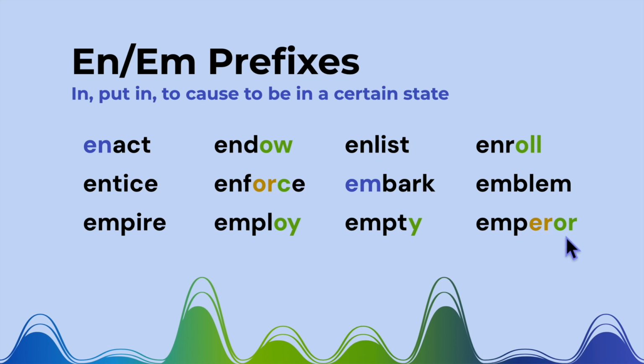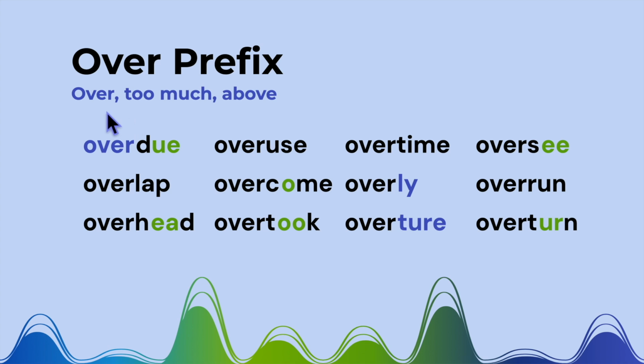Notice that both of these syllables sound like er, because OR at the end of a word usually sounds more like er instead of or. The prefix over means over, too much, or above something. UE has a long U sound, so this root is due, so overdue. If you have a bill that is overdue, it is past due. You haven't paid it on time. Overuse means to use something too much. Overtime. Oversee. The double E has a long E sound.